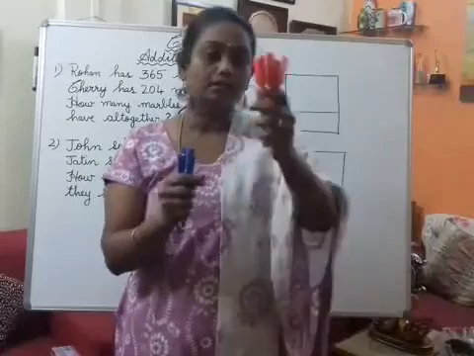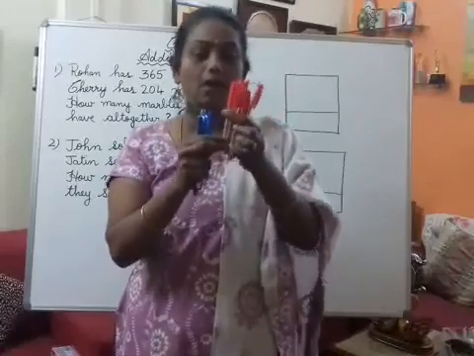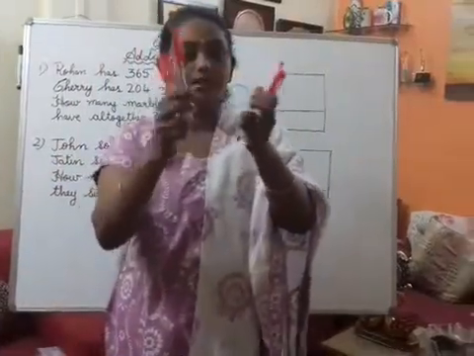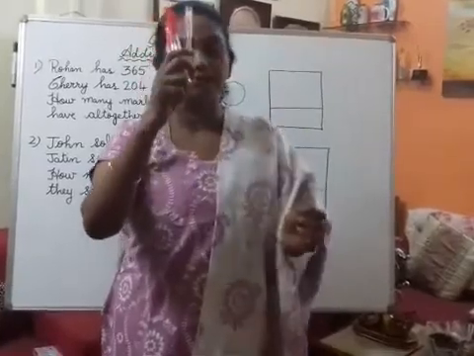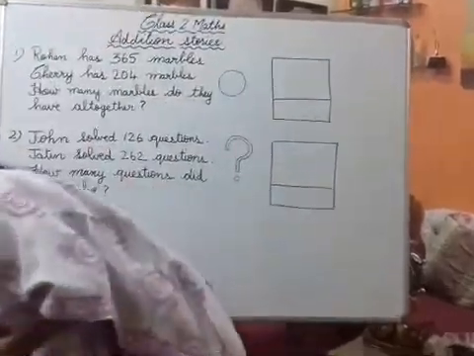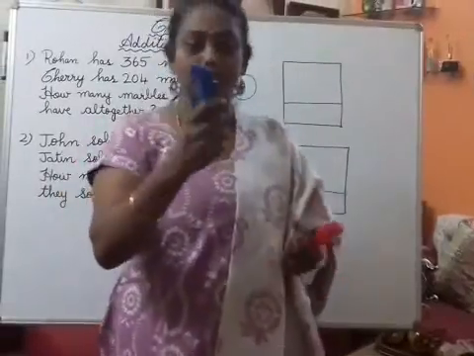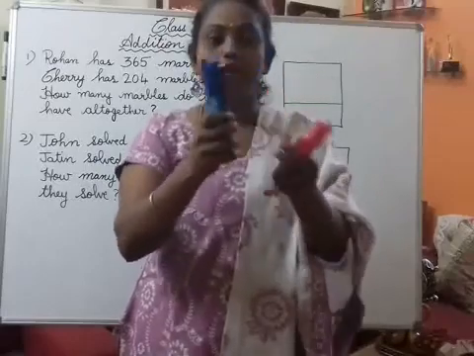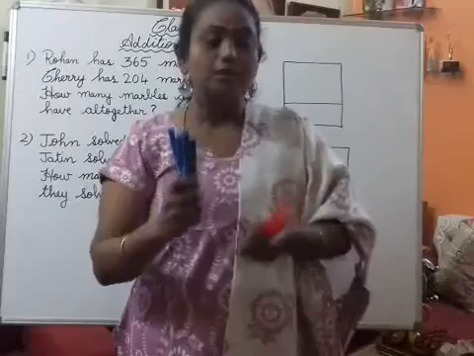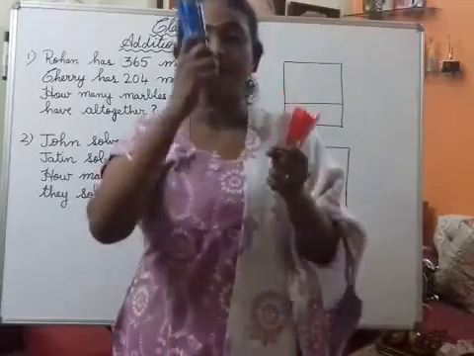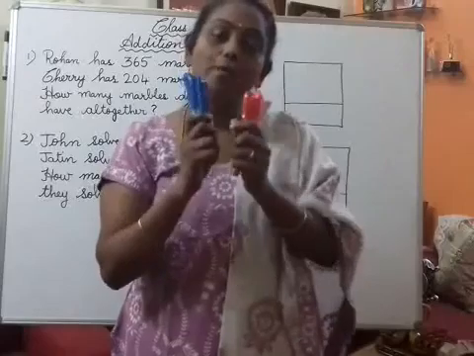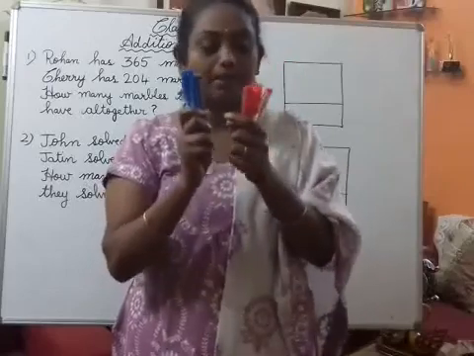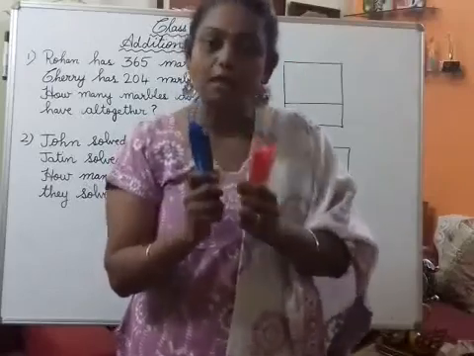We will start counting the red pens. 1, 2, 3, 4, 5. I'm having 5 red pens. Now we will count the blue pens. 1, 2, 3, 4. So 4 blue pens. So I'm having 5 red pens and 4 blue pens. Total how many pens I'm having? Altogether how many pens I'm having? सब मिलके कितना पेन्स है? Yes, 5 plus 4, 9.